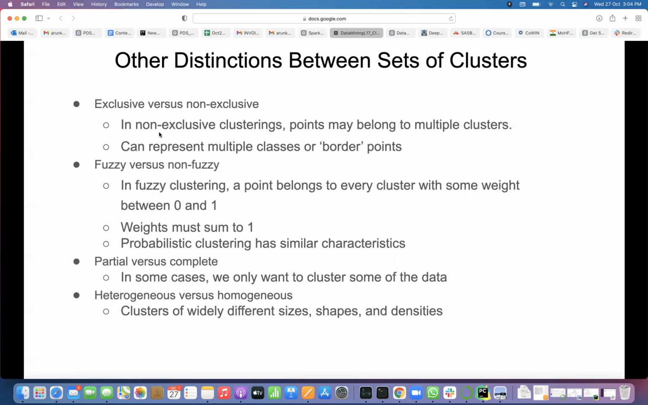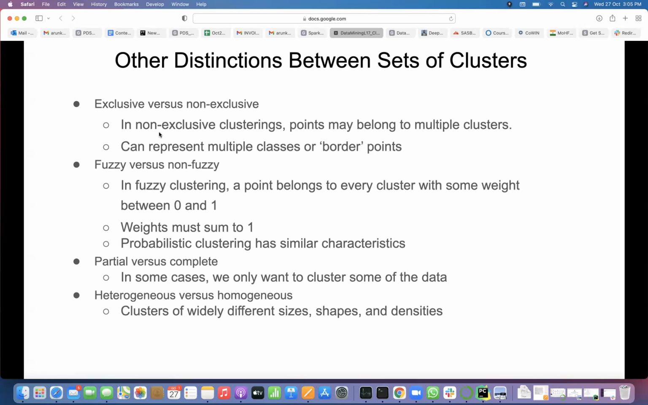So sometimes it's border points, or if it is close to two cluster centers and the distance is the same, then we may have one element belonging to multiple clusters. They are called non-exclusive. Exclusive means one element should belong to one cluster only. It can represent multiple classes or border points. Then another variation in clustering is fuzzy versus non-fuzzy.